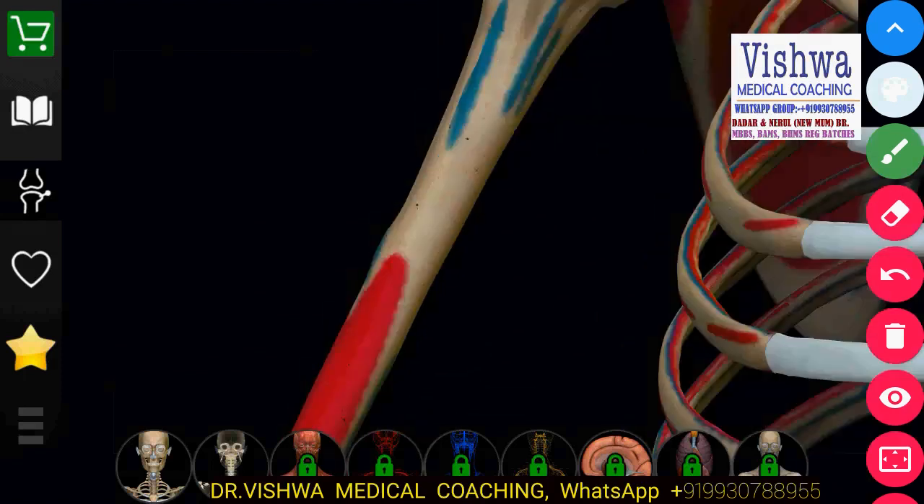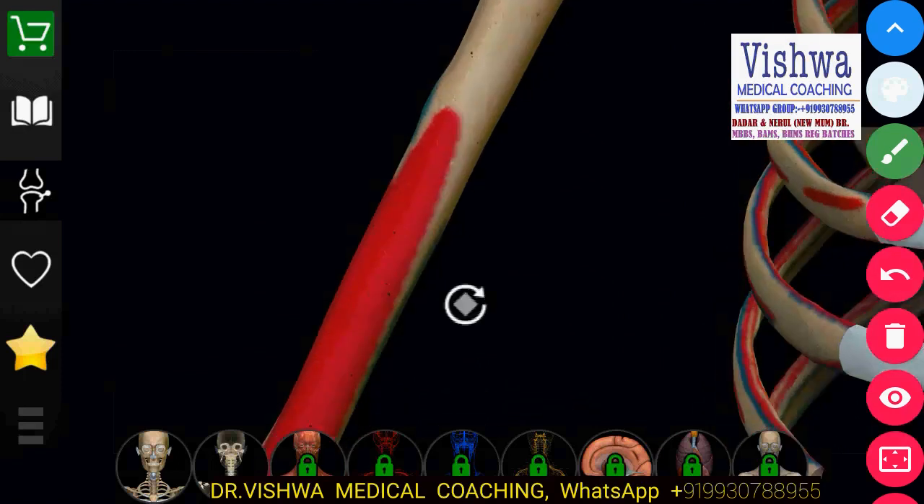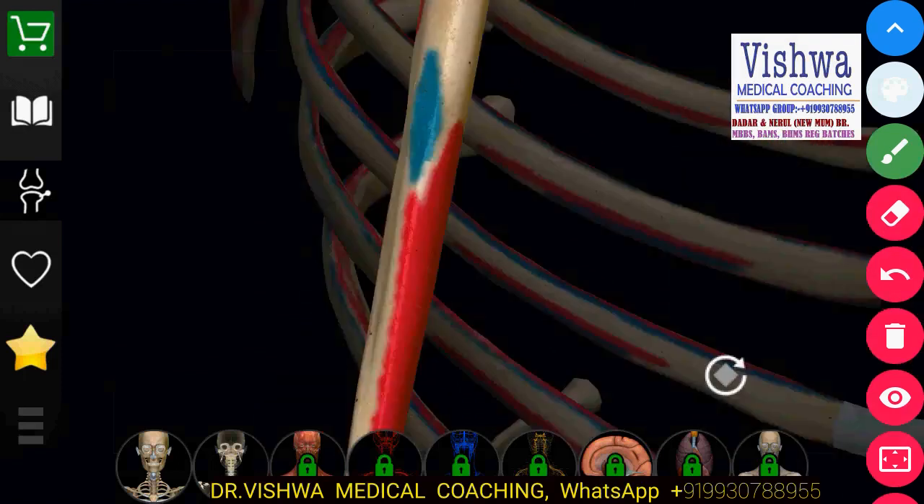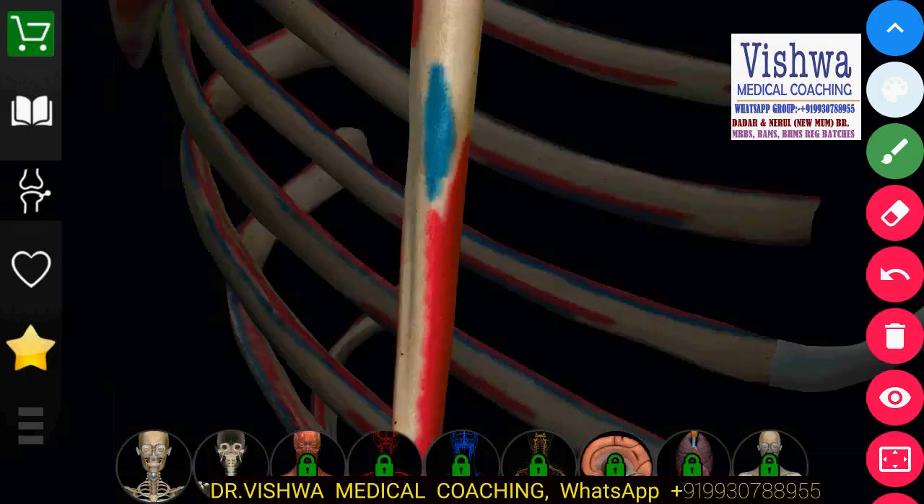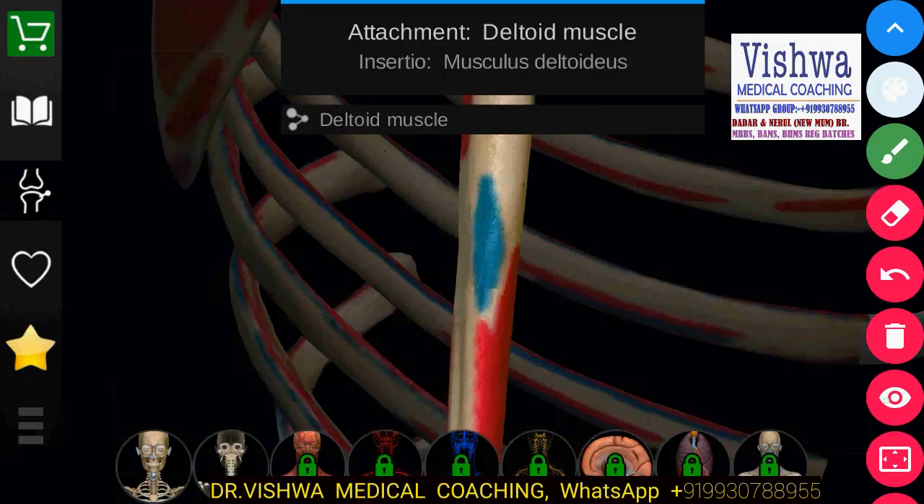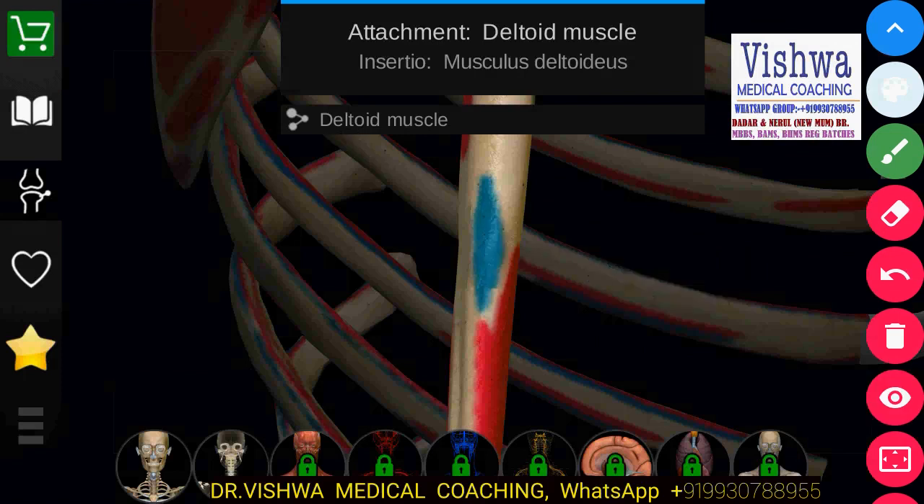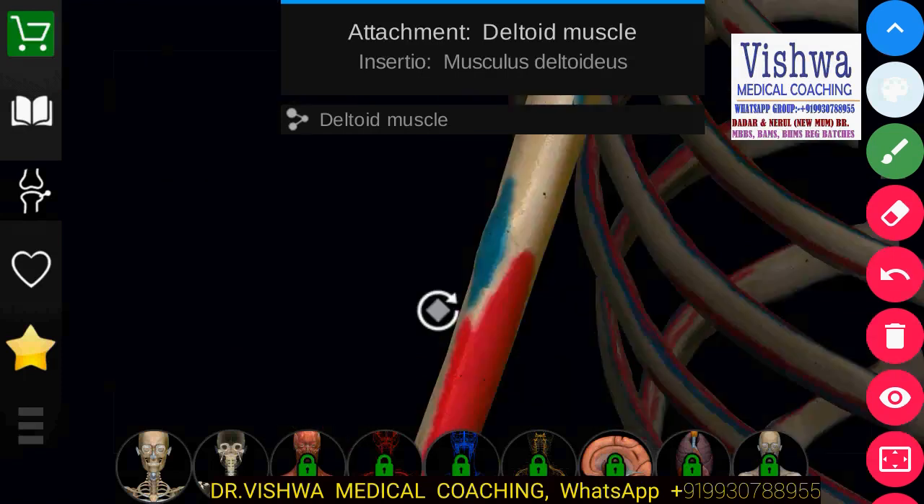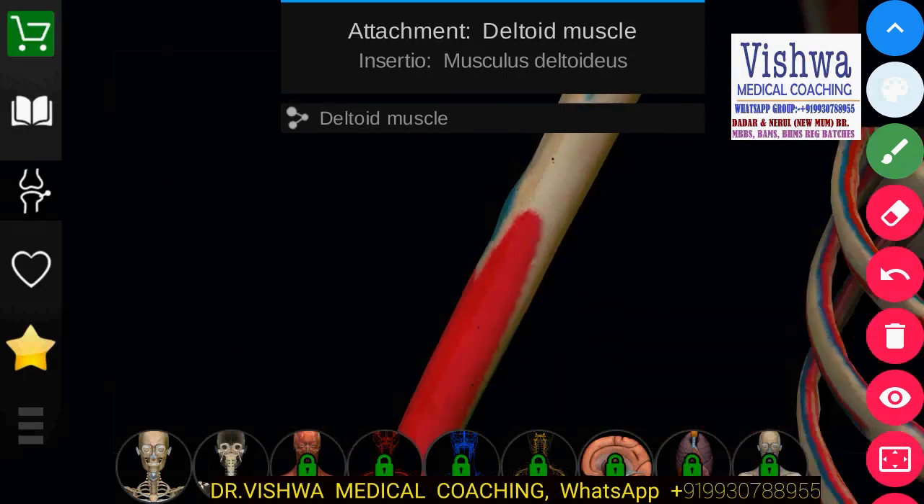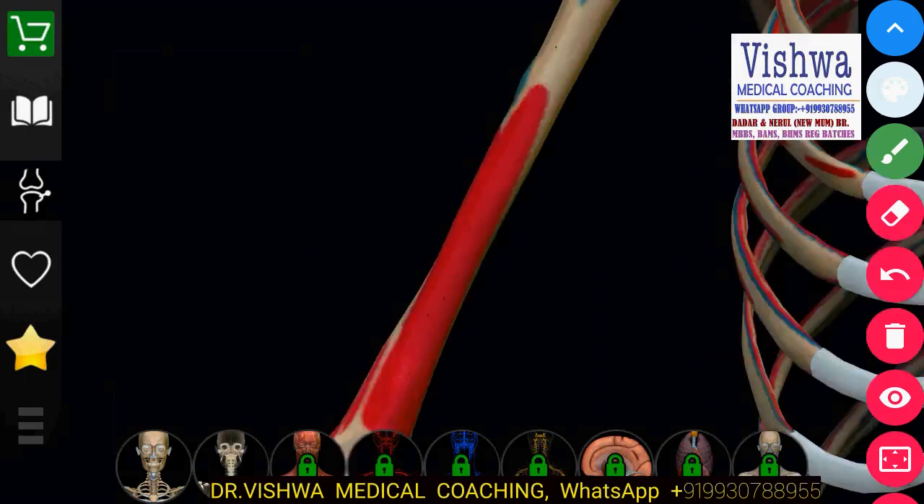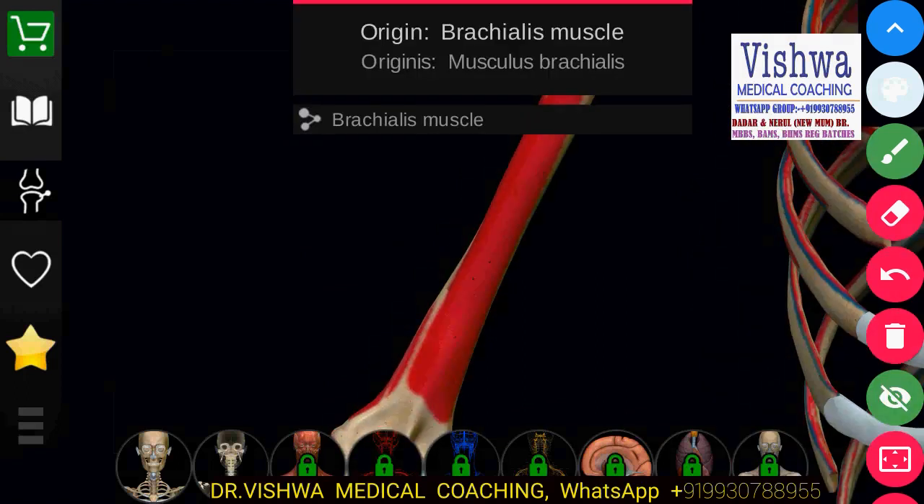If you can see the bright red portion here, let me show it to you. We have an insertion of the deltoid, because at the deltoid tuberosity, if you can see, attachment of the deltoid. Here we have insertion of deltoid at the deltoid tuberosity. Whereas from the shaft we have some other muscles also originating. As you can see the red portion, this must be a brachialis. Yes, right. A brachialis muscle.